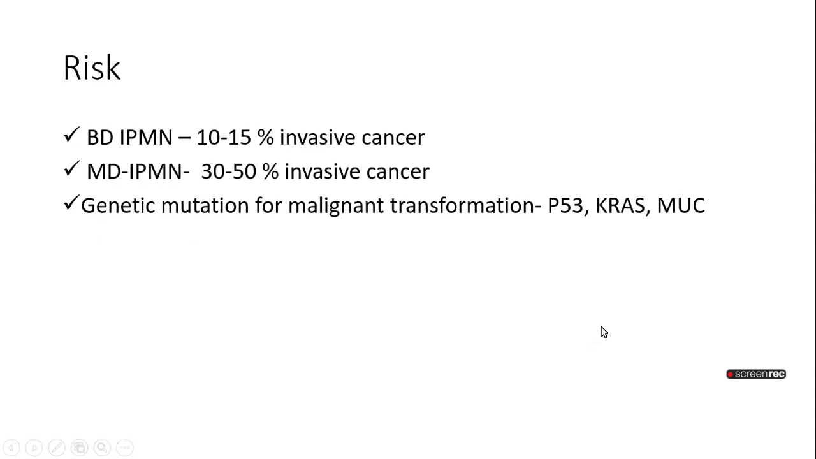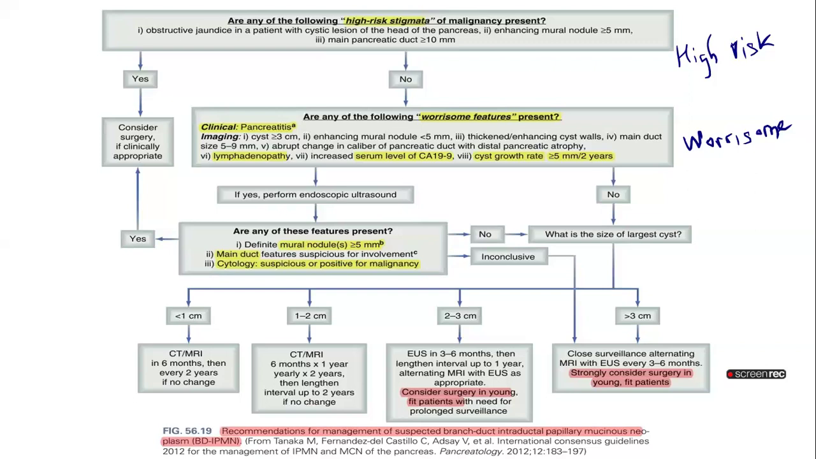Next point is the risk of invasive malignancy in branch duct IPMN is 10 to 15%, and in main duct IPMN it is around 30 to 50%. And genetic mutations for malignant transformation are P53, KRAS, mucin, the other things which we previously discussed. GNAS mutation. There are so many mutations out there.